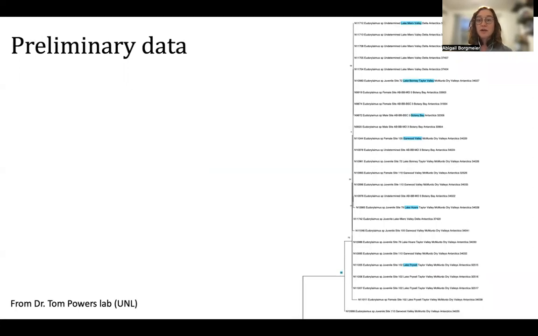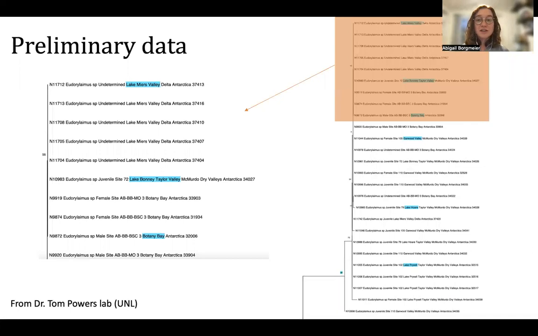This is a phylogenetic tree built using maximum likelihood, and the different geographic locations of these Eudorylaimus individuals are highlighted in blue. And these are CO1 mitochondrial genes. So this tree shows that the CO1 mitochondrial gene for Eudorylaimus, even from geographically distant places, is nearly identical. And this supports that there's only one species present in the dry valleys. However, the morphologic characters show that it is not being correctly identified.